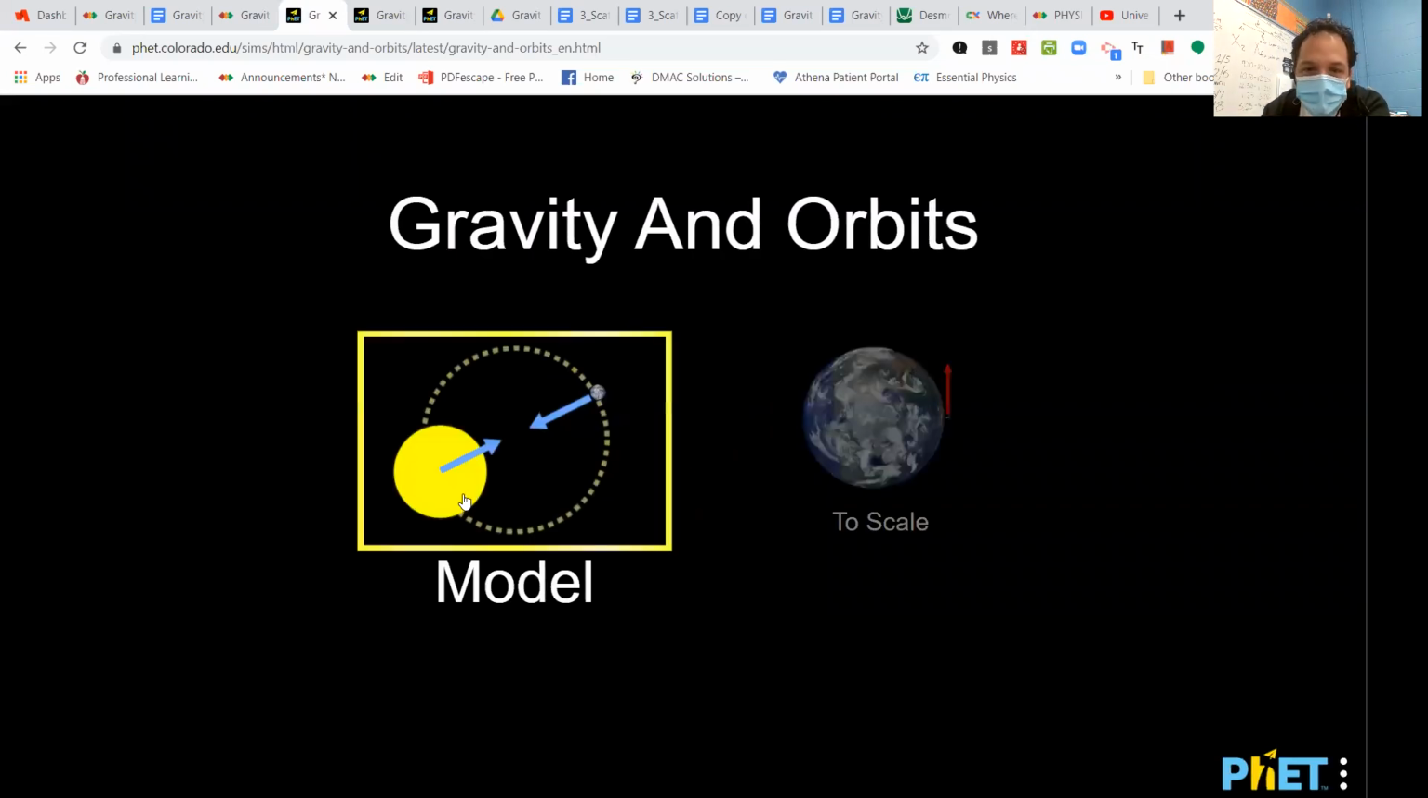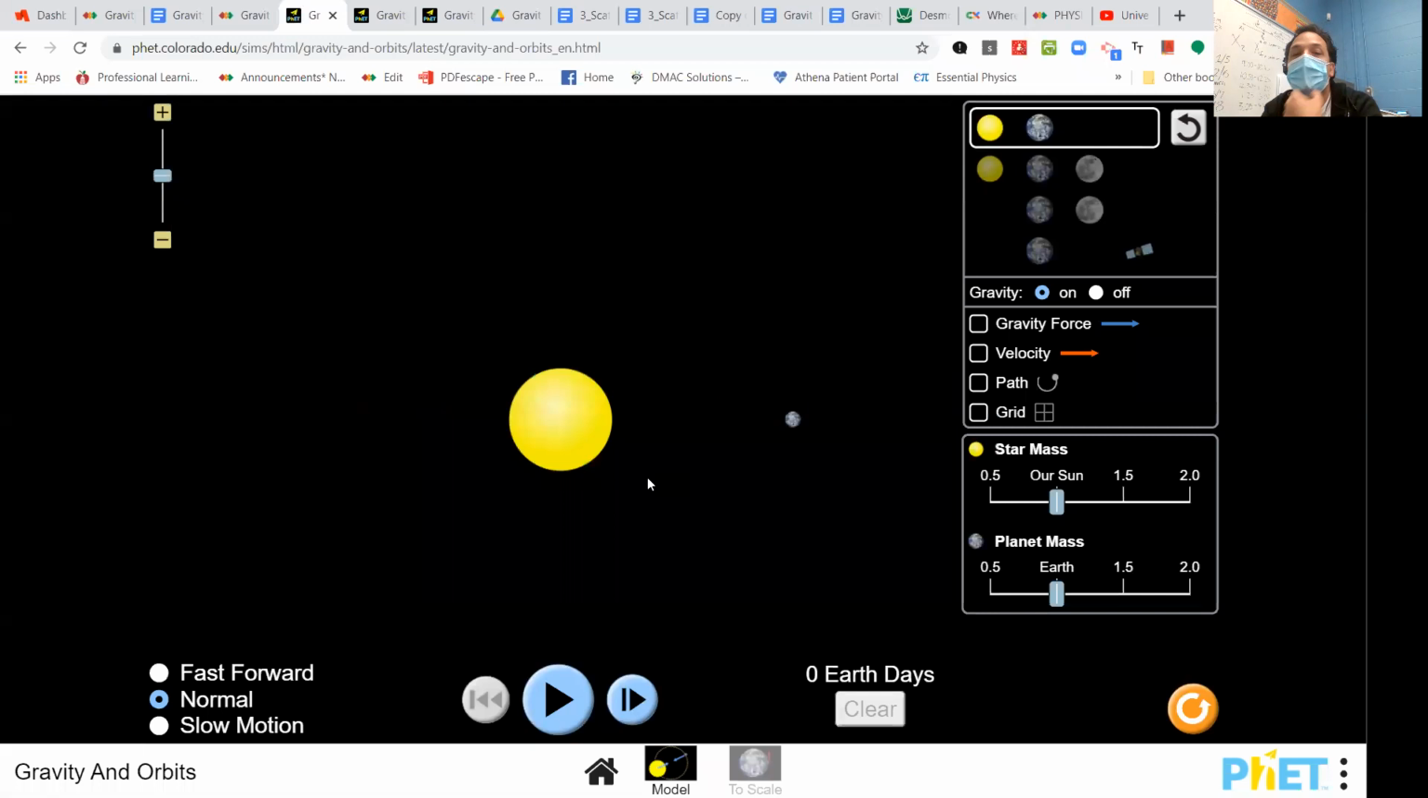And I would use the model. The scale, "to scale," means it's like actual sizes, comparable. And so you won't be able to see a lot of stuff. So the model works, but you can play with the scale too. Let's look at the model.